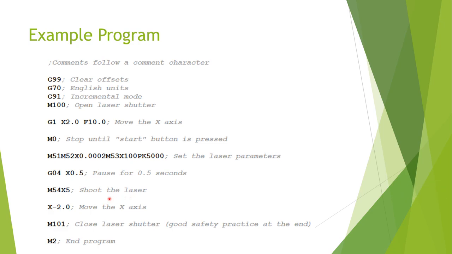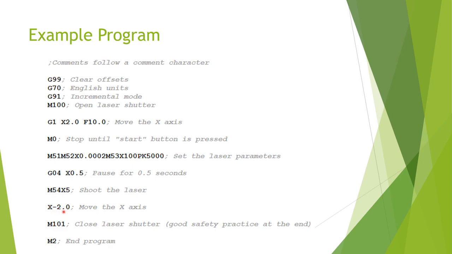And no, it's not a weaponized laser, though that would be awesome. After we've shot our 5 laser pulses, we see an X minus 2.0, and that's it. In this case, a G01 is assumed, as is whatever feed rate we were using last, which would still be 10 inches per minute. This is just a shorthand form of our initial move command, but this time we're moving 2 inches in the opposite direction, back to where we started.